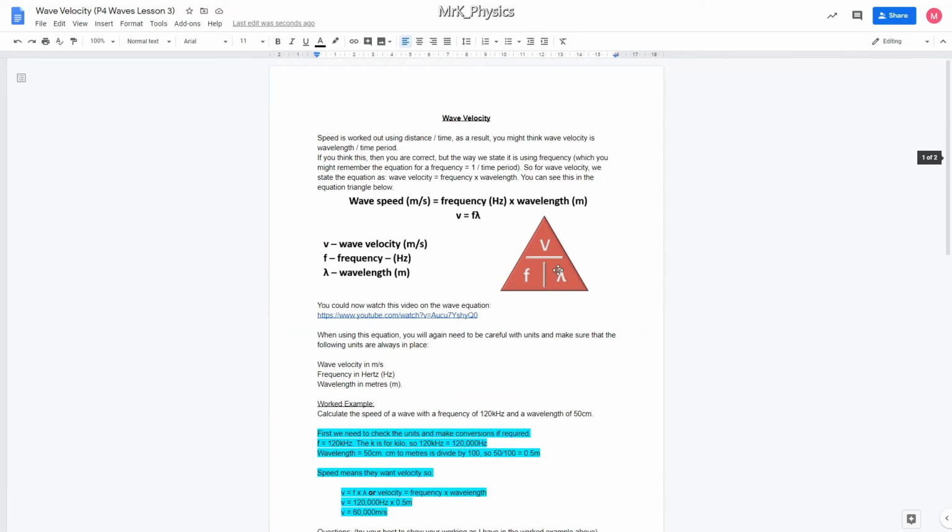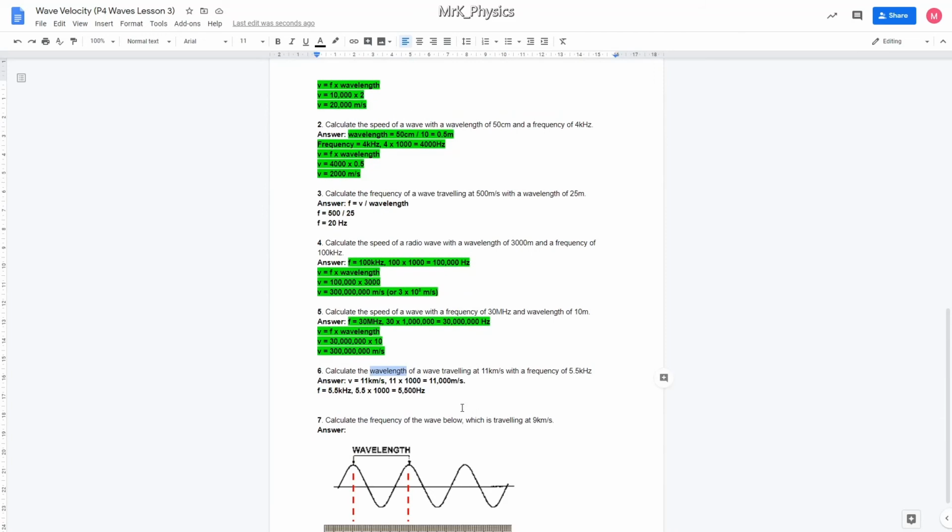Now, to work out the wavelength, that's this one here, the lambda. So if we cover up the lambda, we're left with V, wave velocity, divided by F, or frequency, so wave velocity divided by frequency. I'm going to put that in over here as wavelength equals wave velocity divided by frequency.